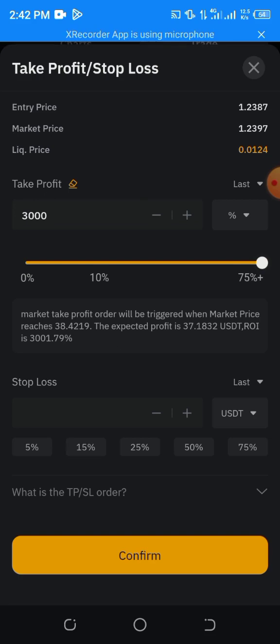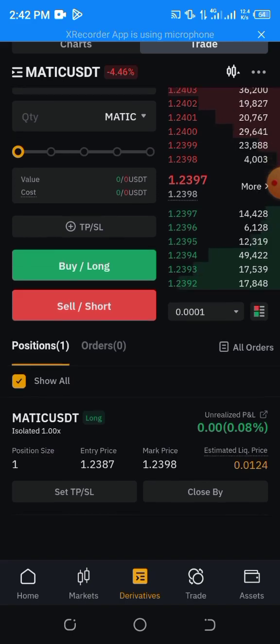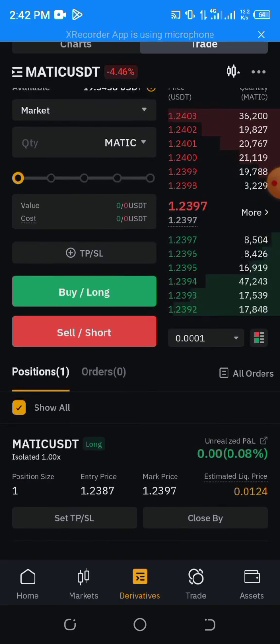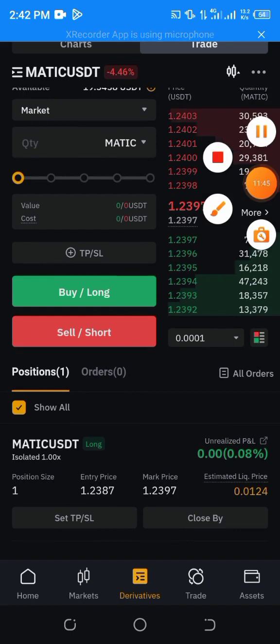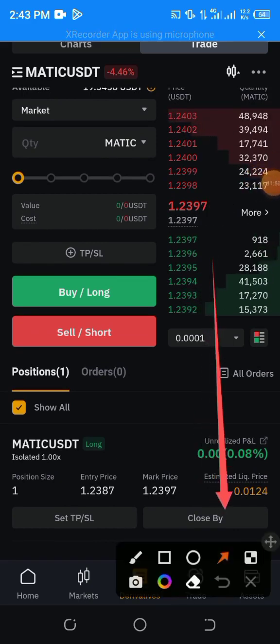Same thing for stop loss. You can either type in a percentage or the price. So I'm going to cancel this. And to close your trade, you see stop buy.